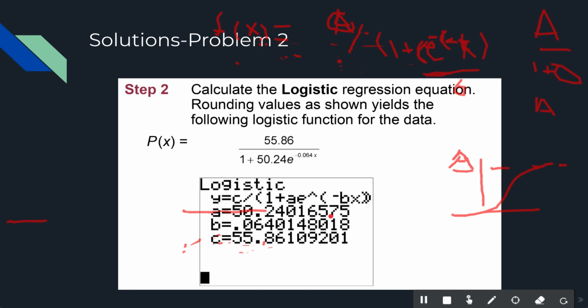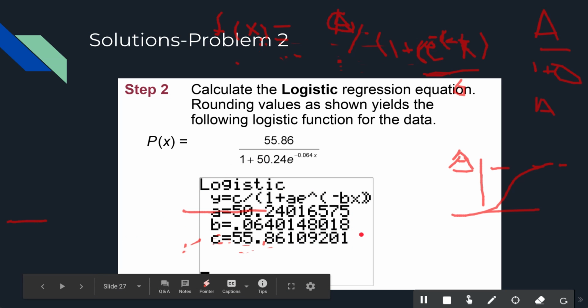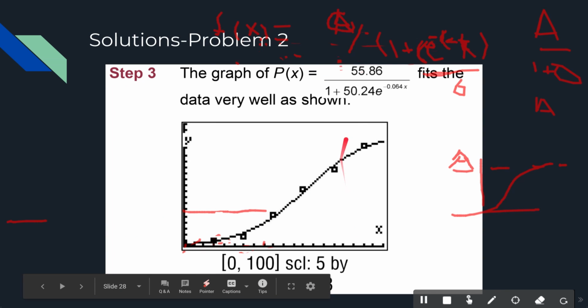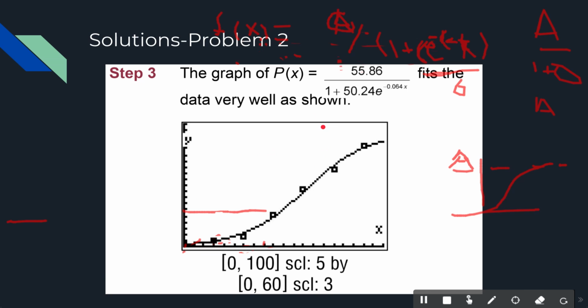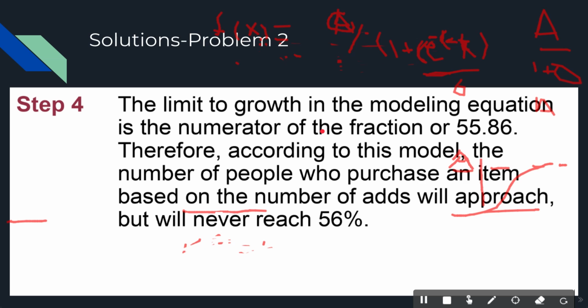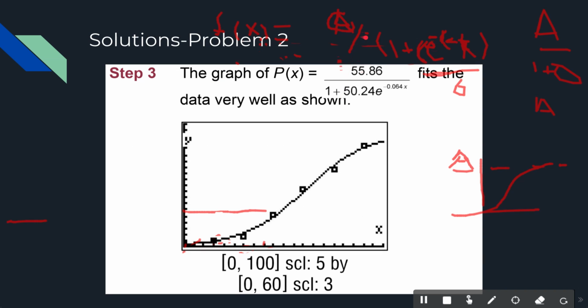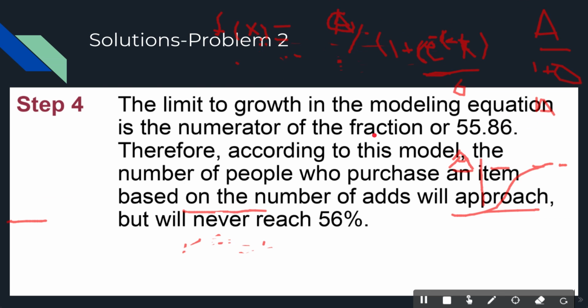All right, so it's going to solve all these coefficients, and then we get our general equation, and it's going to fit the data really well because the r squared is going to be very close to 1. We just plug in our values, and the limit is 55.86 or 56%. The question was asking, as x becomes arbitrarily large, what will be the maximum value? And to do that, all we have to do is look at the coefficient, which is a. And in this case, it's 55.86, which is approximately 56%.